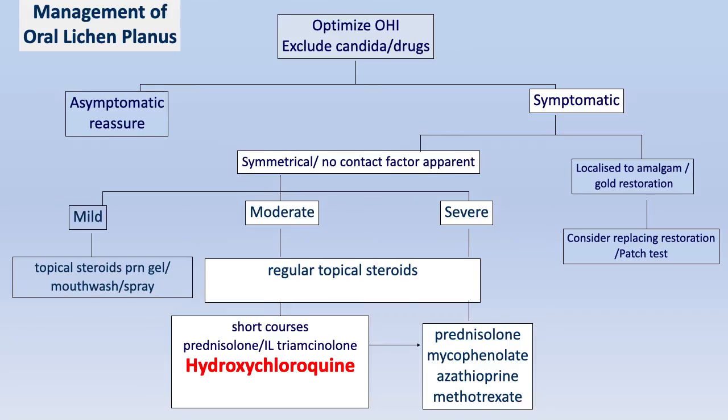So these sorts of patients will find themselves symptomatic. They'll be moderate and severe. Topical regular steroids won't do the job. We will be adding in short courses of prednisolone, usually then hydroxychloroquine as an ongoing maintenance, and adding in after 6 months, if need be, mycophenolate mofetil, azathioprine or methotrexate to manage these complex ulcerative patients.